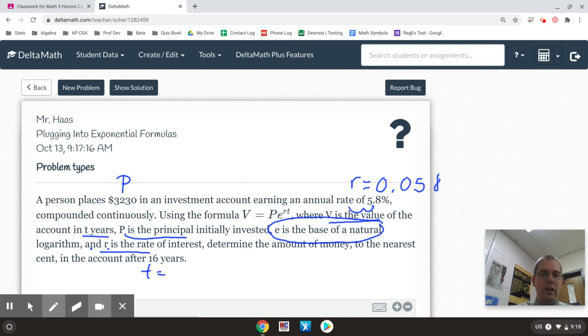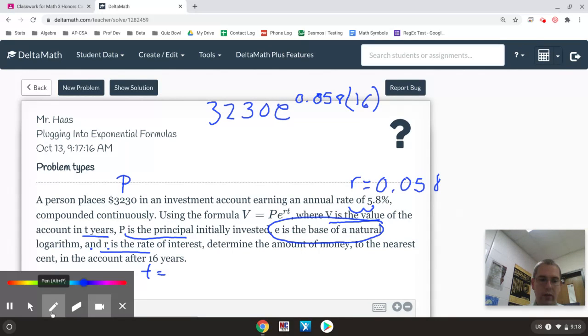I'm ready to go. So 3230 E to the 0.058 times 16. Once again, feel free to use Desmos, but I'm going to use the built-in DeltaMath calculator just to illustrate it one more time.